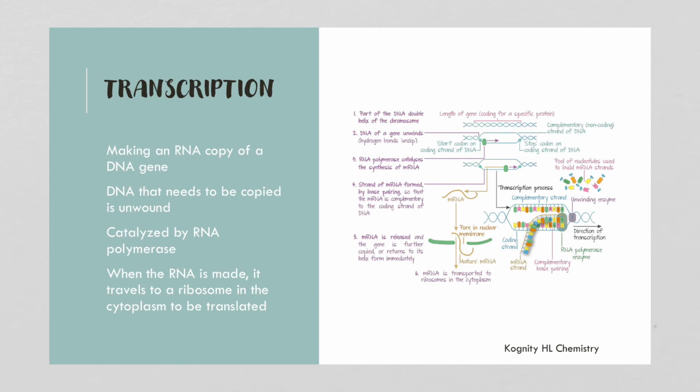In transcription, that's the process of making an RNA copy of a DNA gene. So we're not copying the entire genome, just one part of it. So this, again, will need to be unwound in the section that needs to get copied. And then RNA polymerase is the enzyme that catalyzes the production of the new strand. And then when the RNA is made, it travels to a ribosome in the cytoplasm to be translated.